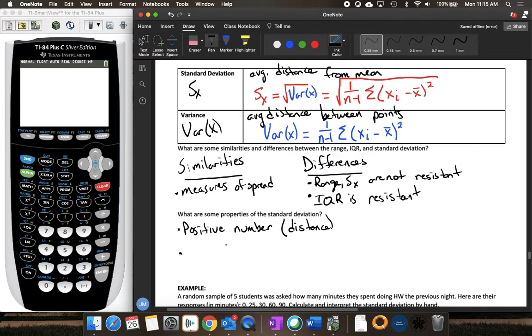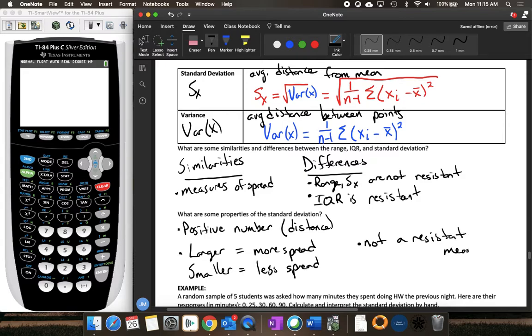Some other things to mention to you. The larger the standard deviation, the more spread out the data is, whereas the smaller the standard deviation, the less spread out it is. Also, we already mentioned, it is not a resistant measure, so it is affected by outliers. And I think that's all I want to share with you right now.